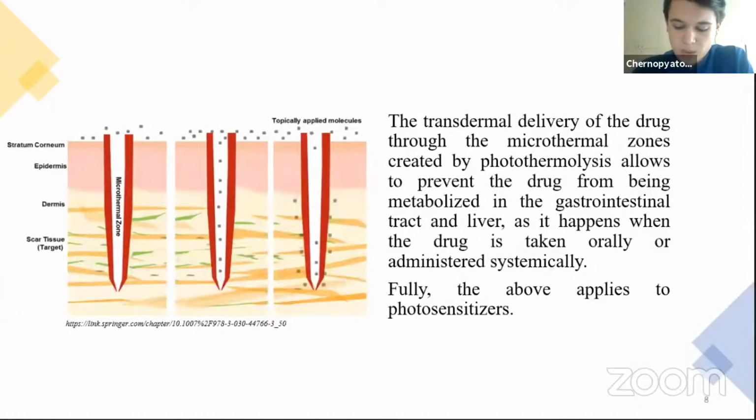The transdermal delivery of the drug through the microthermal zones created by photothermolysis allows to prevent the drug from being metabolized in the gastrointestinal tract and liver, as it happens when the drug is taken orally or administered systemically. These methods improve the pharmacological effect and at the same time reduce the amount of pharmacological agents. Fully, the above applies to photosensitizers.